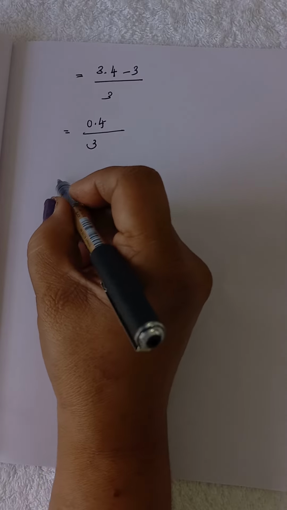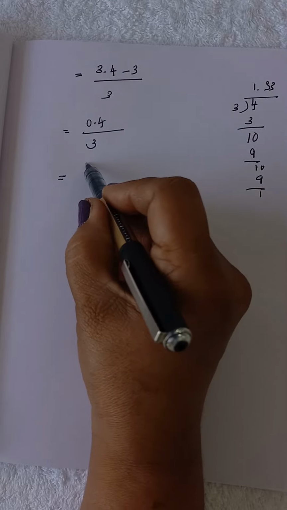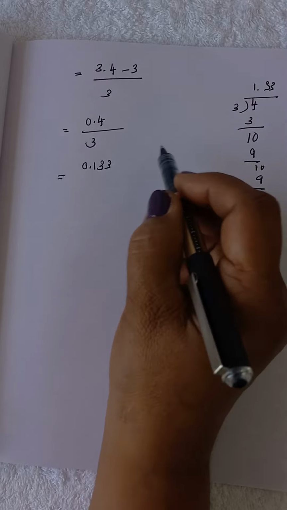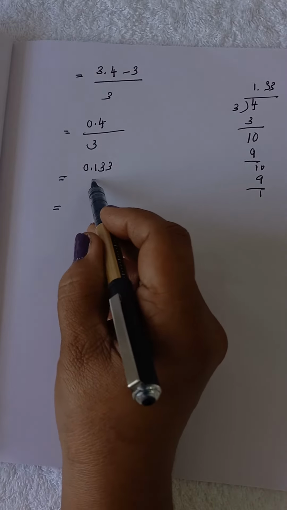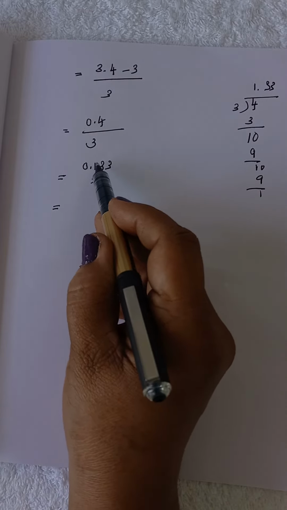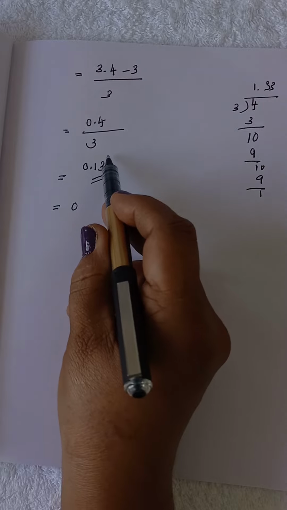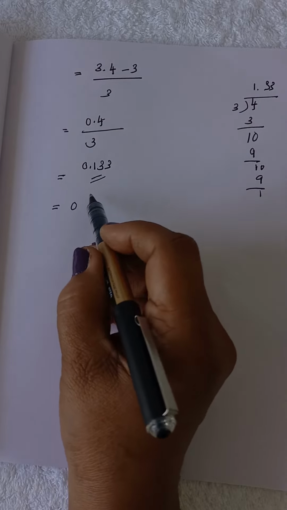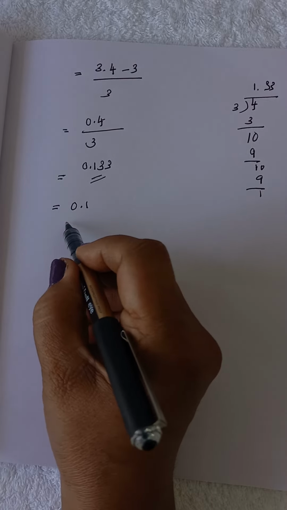That is equal to 0.133 etc. Correct to one decimal place we have to find out. So 0.1. The digit 3 is not above or equal to 5. It is below 5. So 0.1 only we have to write. So this is the answer.